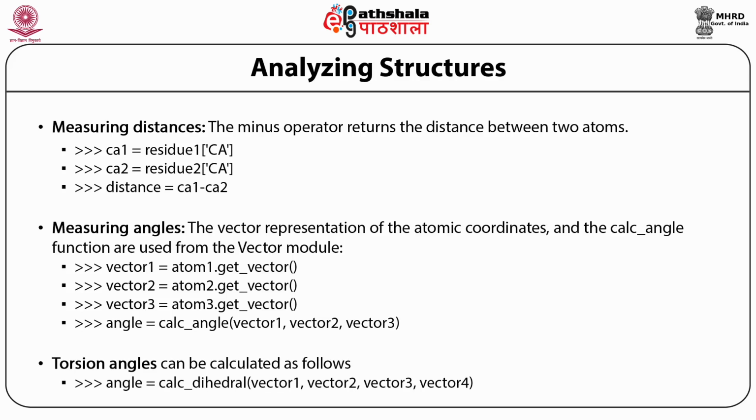Torsion angle can also be calculated in the same way, but we have to give 4 vectors here, describing the 4 atoms for which we want to calculate the torsion angle. The function is calc_dihedral.